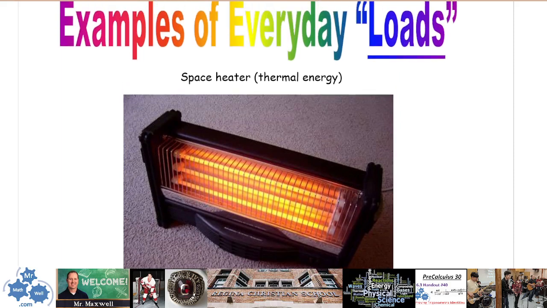I talked about little appliances: your blender, a coffee maker, or your kettle at home, or little toys that you put batteries in, that you turn on, electric cars or things like that. Loads. Examples of everyday loads.